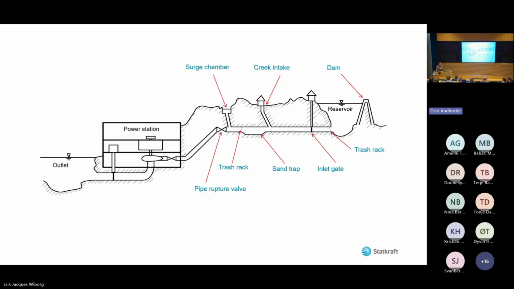We'll have surge chambers, that's for dynamics in the waterway. I'm not going to go into that. We have the pressure shaft, what's commonly referred to as the penstock. A main valve, which I'm going to talk about later. The turbine, the generator, the draft tube gate, and then the outlet. This is the basics of a typical Norwegian hydropower plant. A lot of times you'll have multiple units, but this is kind of the basic plant.